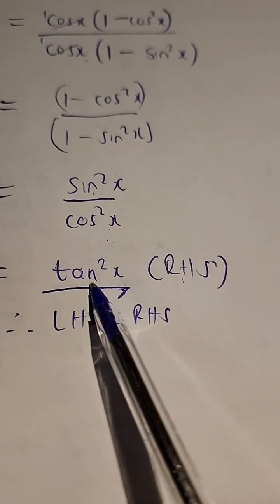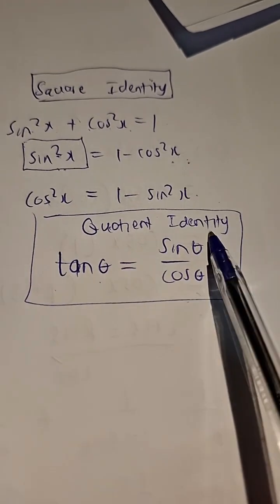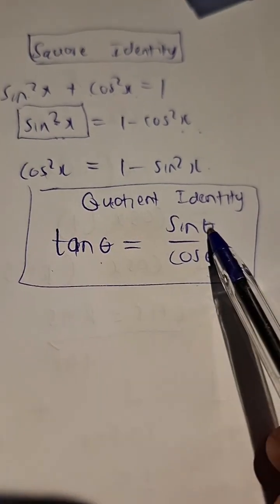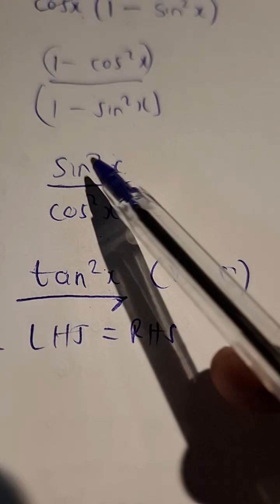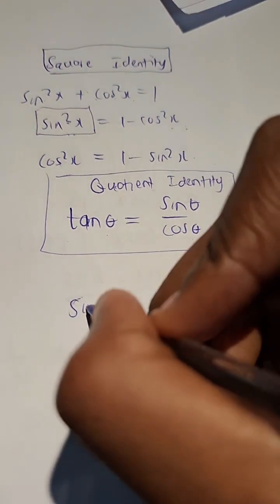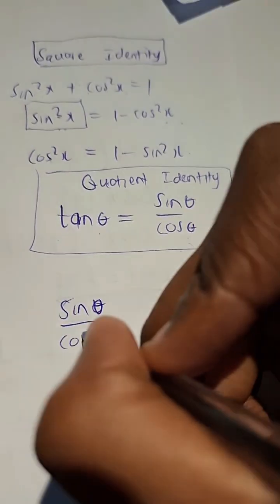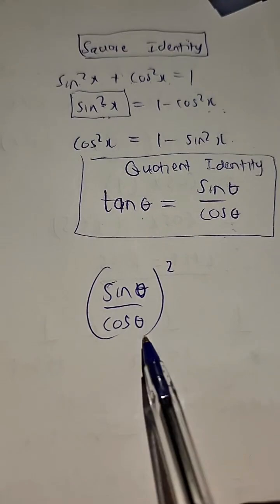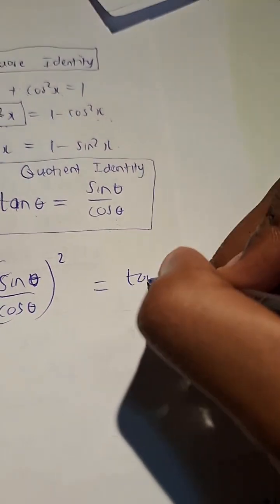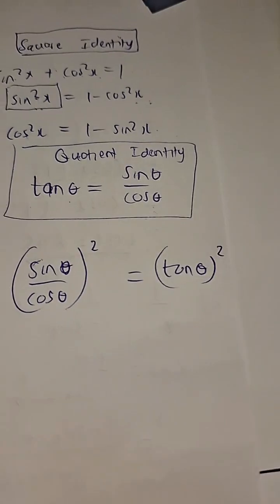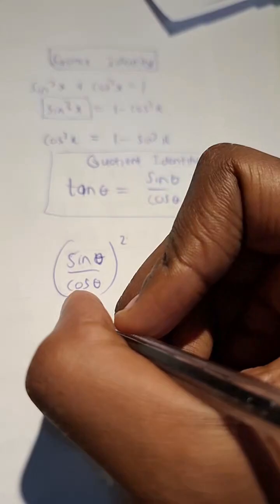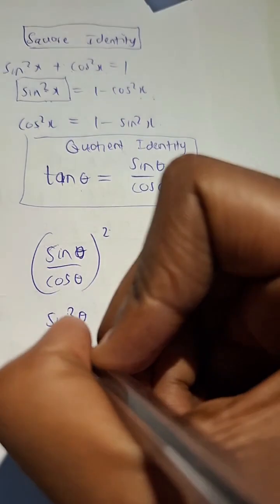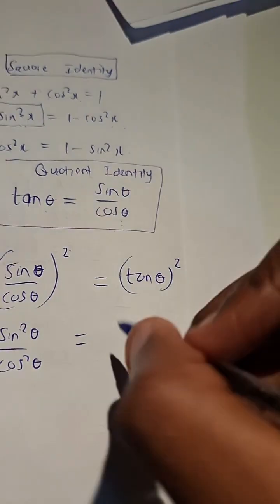How? Because of this quotient identity. And maybe you're asking yourself the question, but isn't tan theta equal to sin theta over cos theta? How did you then write this to become tan squared x? Remember, if we are just going to apply simple rules, if we square the left hand side, what do we have to do on the right hand side? We would have to also square it. And remember, when you apply the exponent to the numerator and the denominator, this becomes sine squared theta over cos squared theta, which therefore means tan theta becomes tan squared theta.